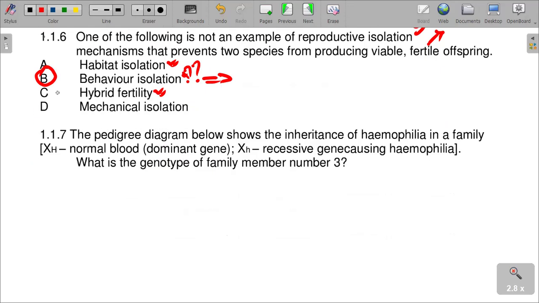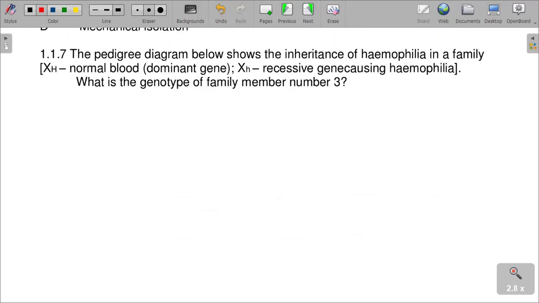The pedigree diagram below shows the inheritance of hemophilia in a family, where dominant H is normal blood, and recessive h is the recessive gene causing hemophilia. So the disease is sex-linked and is caused by a recessive allele. In this case, the recessive allele is the one causing it.